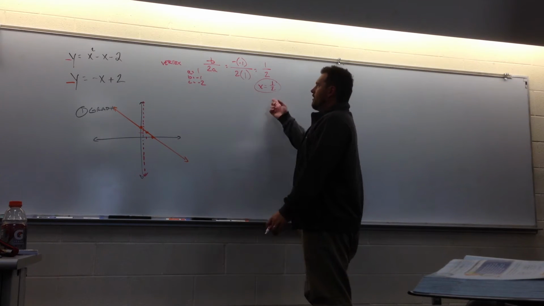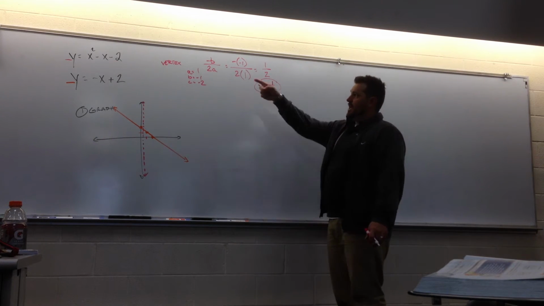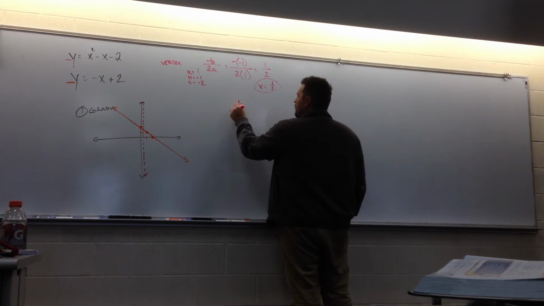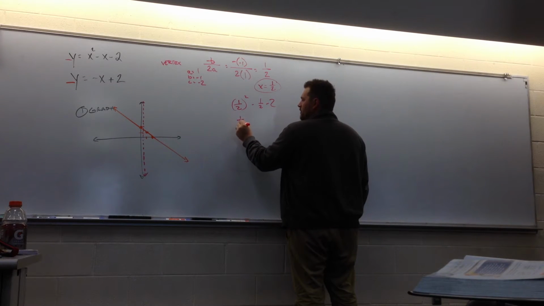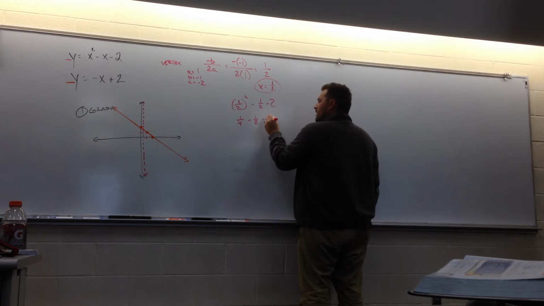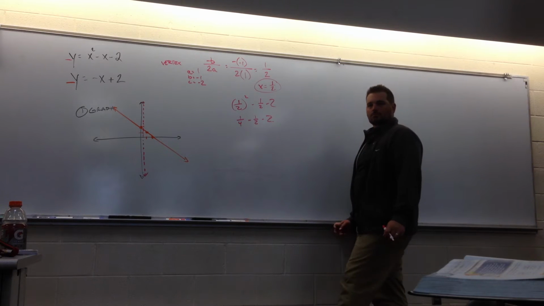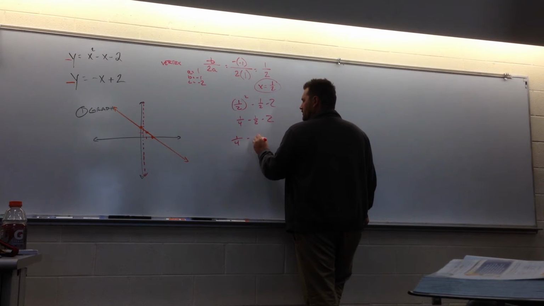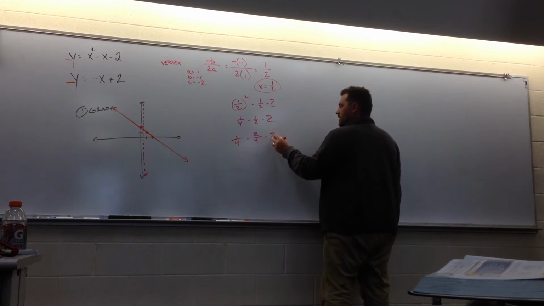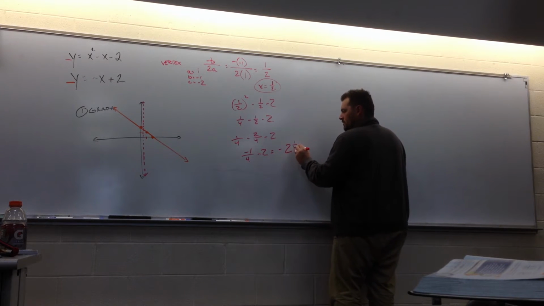Okay? And then how do I figure out the full coordinates of my vertex? Plug that in for x, right? So I have 1/2 squared minus 1/2 minus 2. 1/2 squared is 1/4. Minus 1/2 minus 2. What's 1/4 minus 1/2? Well, I have to find a common denominator, right? 1/4 minus 2/4 minus 2. 1 minus 2, negative 1/4 minus 2, which is negative 2 1/4.